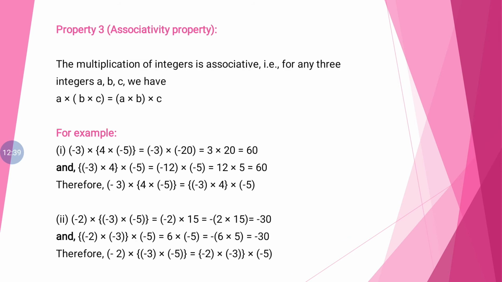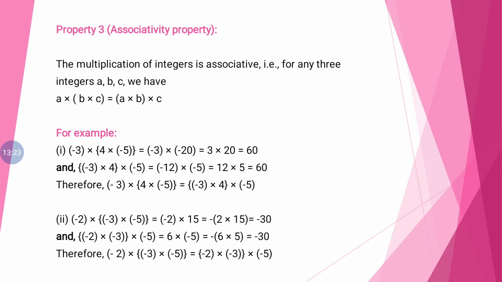Property 3, associative property. Multiplication of integers is associative. For any three integers a, b, c, we have a cross (b cross c) equal to (a cross b) cross c. Both terms are equal. The product remains unchanged if the order in which the multiplication of three or more numbers is performed is changed. Left hand side and right hand side are equal.